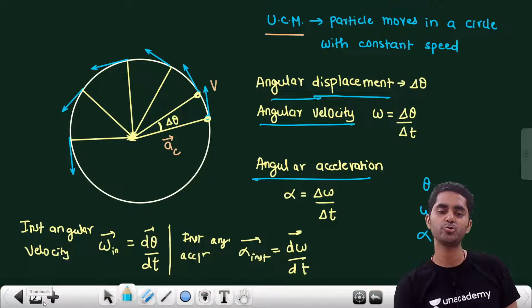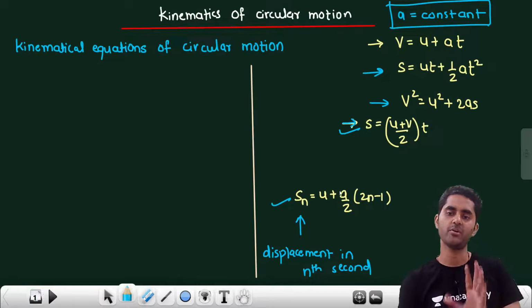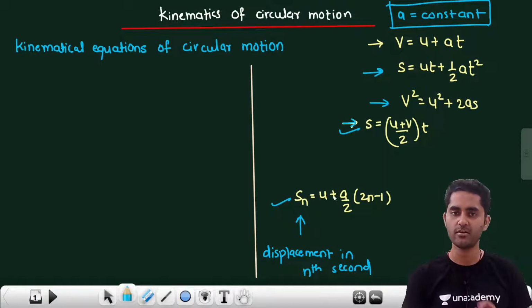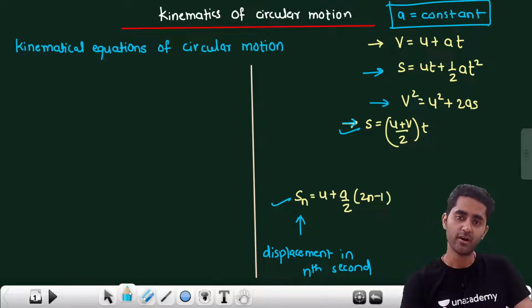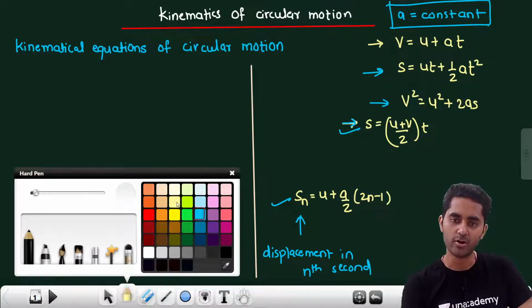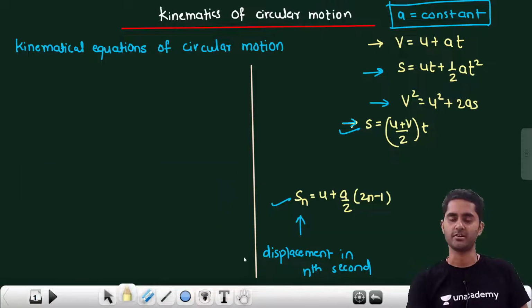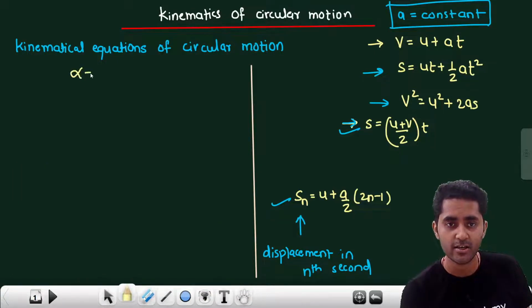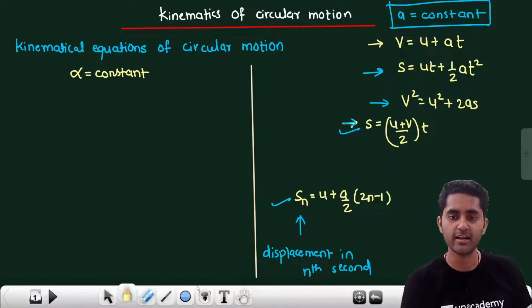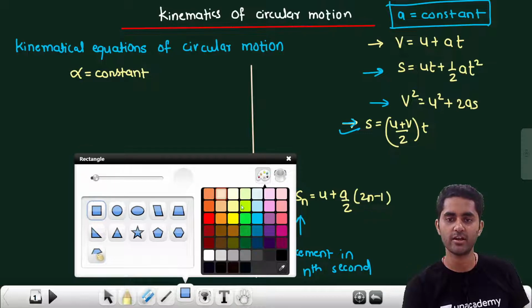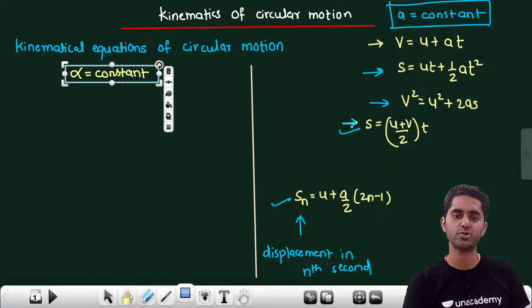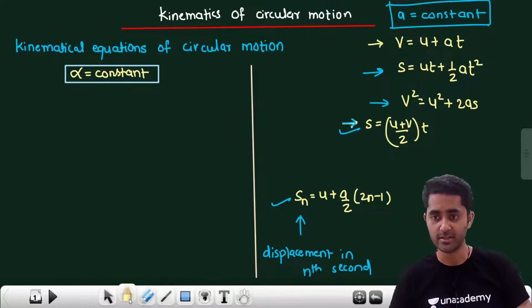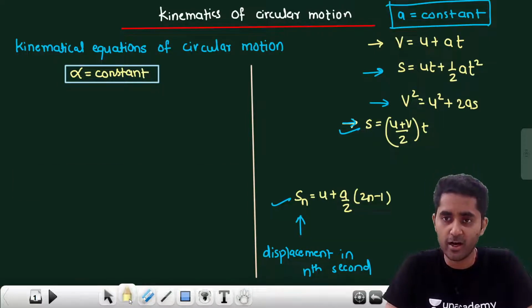So we are going to use the same equations as in the case of linear motion. Only the quantities will be angular quantities in the kinematical equations. Now in circular motion also, if you are using the kinematical equations, the condition is that your angular acceleration should be constant. If your angular acceleration is constant, then only you can use these equations.